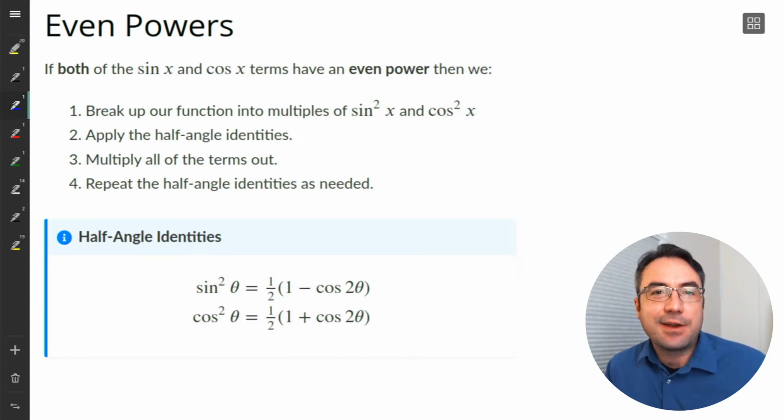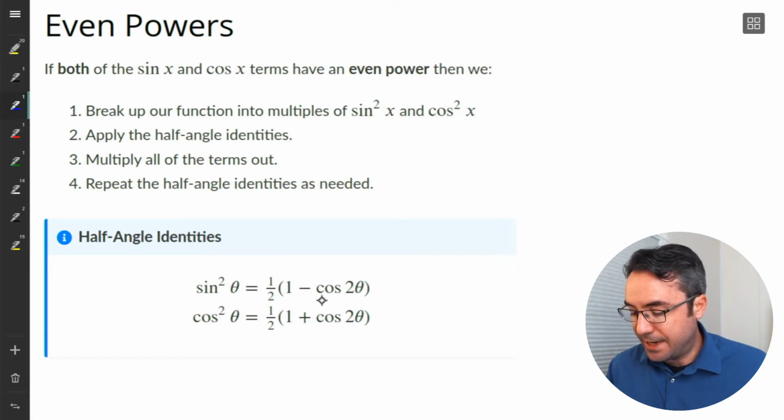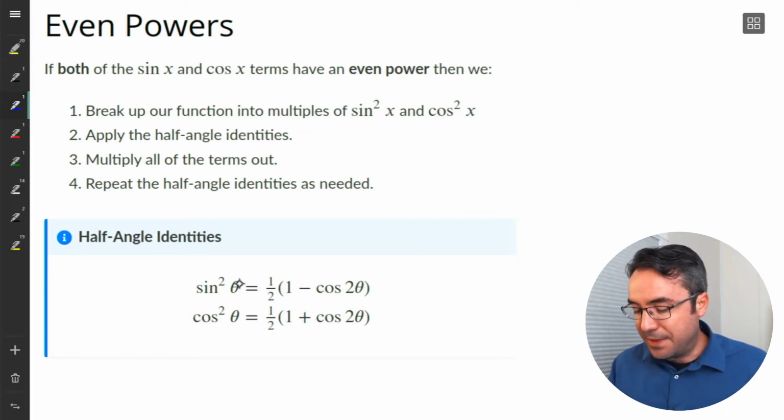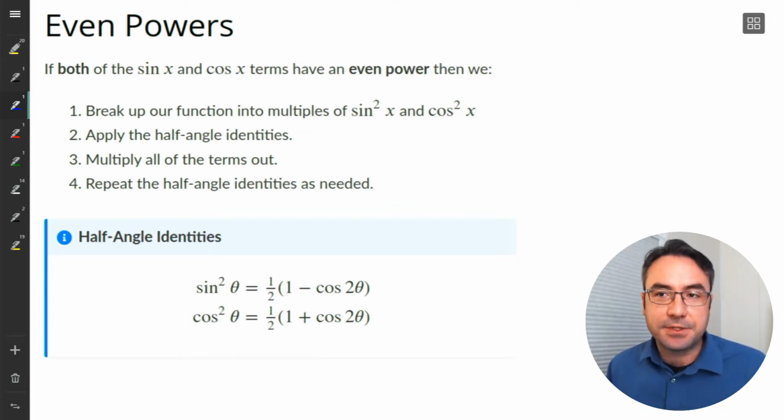The way I remember these is that both of these trig identities involve a cosine 2 theta. When the cosine terms match, we have a plus sign. If the trig functions are opposite, then we have a minus sign. You might just memorize these. That's how I memorize these. And these are going to be helpful to have memorized.